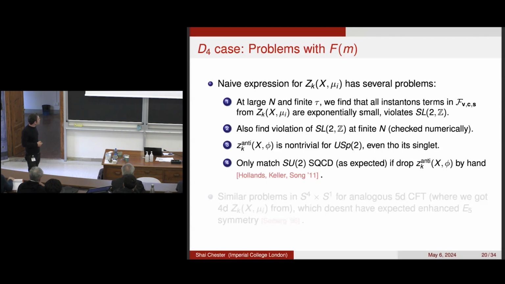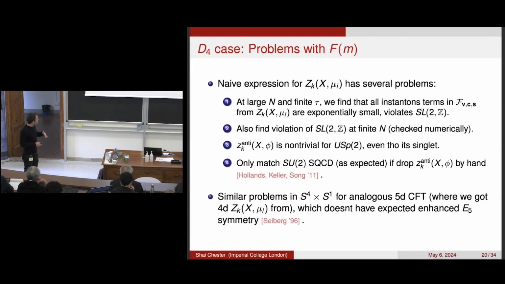Similarly, the USp(2) theory is supposed to be the same thing as the SU(2) theory, because these are the exact same group. But for SU(2) SQCD, we know the answer for this matrix model quantity, because this was computed using the AGT formalism many years ago. And it just doesn't match what you get from Nekrasov's naive formulation. In fact, it only matches if you drop the antisymmetric contribution by hand. But there's no kind of justification for that.